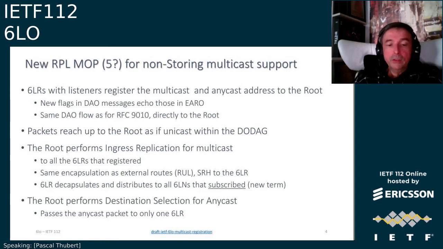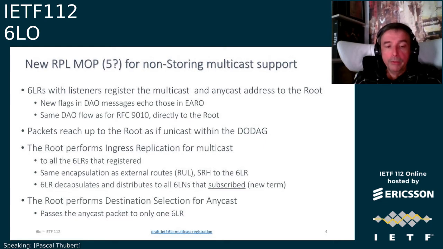If it is a multicast, it will perform ingress replication, meaning that it will make one copy per 6LR which has at least one listener for that multicast. So a number of the 6LRs will get a packet over their tunnel and decapsulate and forward to their 6LNs. Each 6LR registers only once. I mean, it just injects one in REPL, meaning that the root will have to distribute one packet per 6LR, and it's the 6LR role to distribute multiple copies to the 6LNs.